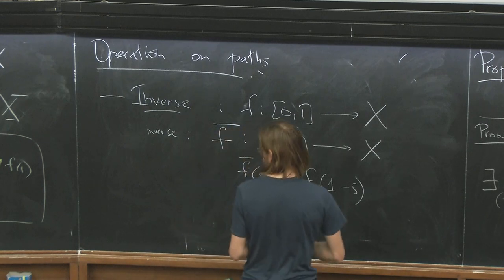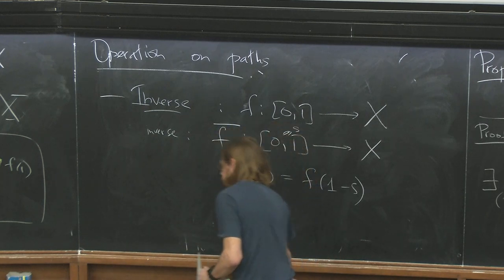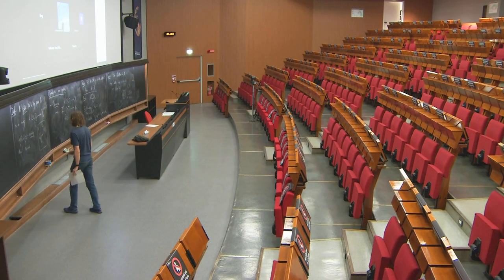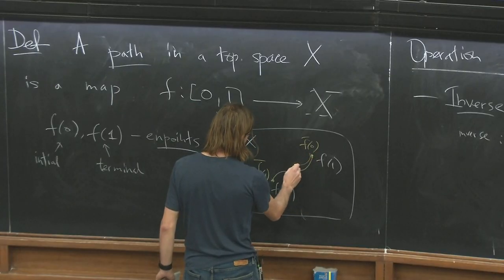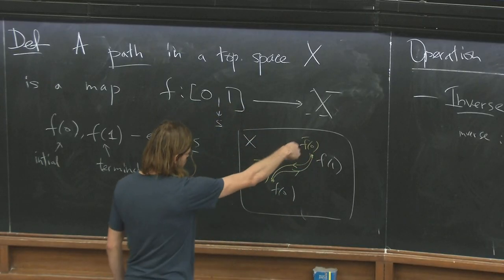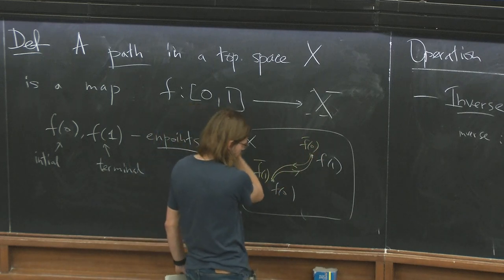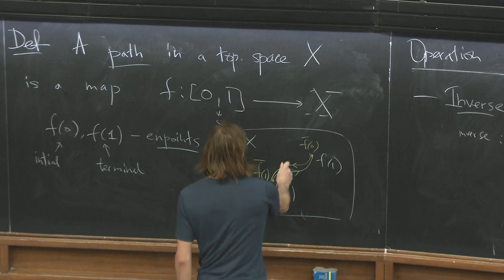Why does it have the meaning of inverse? Because, if you look at this picture, essentially it inverses. First of all, it swaps the initial point and the terminal point, right? And if I change S from 0 to 1, I will follow the same points, but I will go in the opposite direction. F bar.